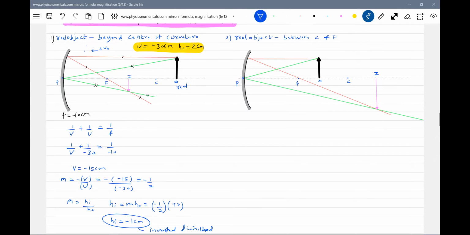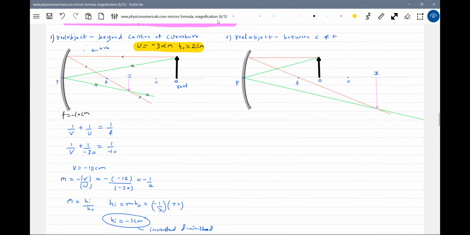So now where is the object kept? The real object is kept beyond the center of curvature. Okay, let's come to the ray diagram. Now we know the image should be between F and C, because the focal length is 10 centimeter. What is the radius of curvature? It will be 20 centimeter. The image distance I'm getting is minus 15, so the image will be between F and C.